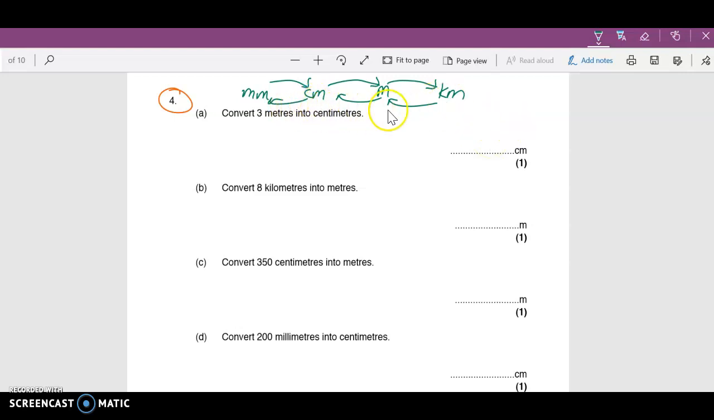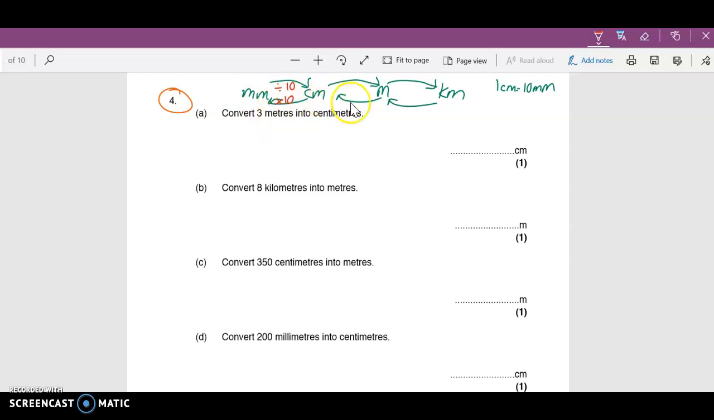Now, things you need to remember: 1 centimetre is 10 millimetres. So if I want to convert millimetres to centimetres, I'm going to divide by 10. If I'm going this way, I divide by 10, and if I want to change centimetres to millimetres, I times by 10.